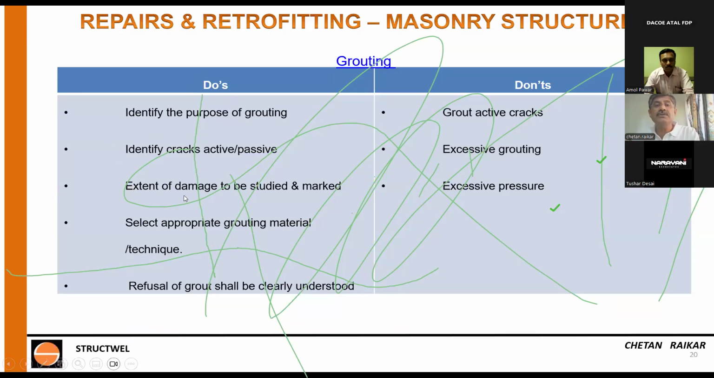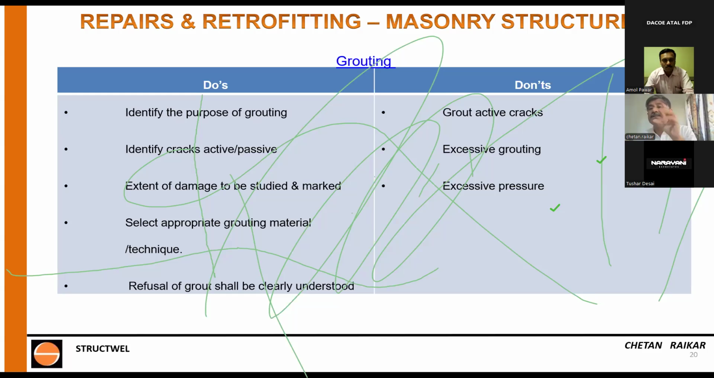The extent of damage is to be studied and marked. We need to clearly identify the whole area, or the whole crack, where I have to grout. Select the appropriate grouting material or technique. We saw appropriate materials: cement, sand, polymer, epoxy, cement fly ash, and many more. You have about 8 or 10 different materials that can be grouted. Refusal of grout shall be clearly understood. Refusal of grout means that when you put pressure and the void is filled up, the structure starts refusing further grout and gives back the pressure. That needs to be clearly understood.